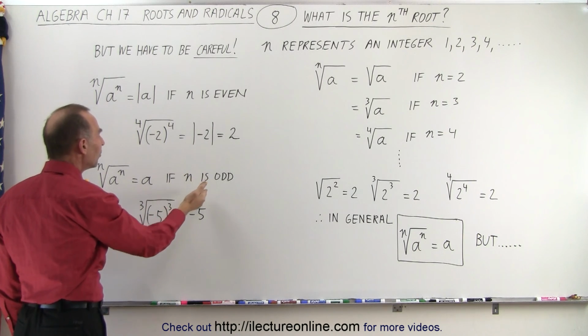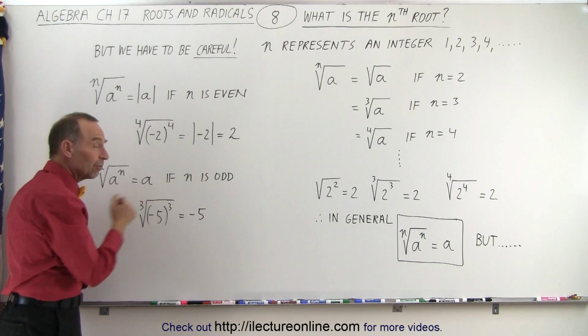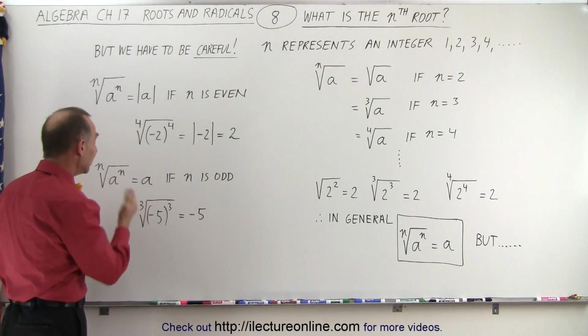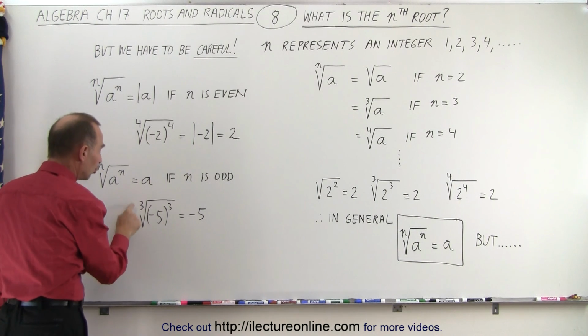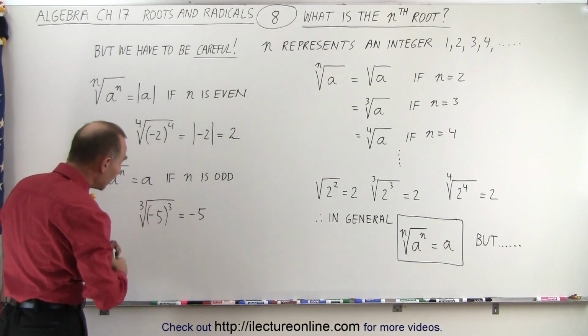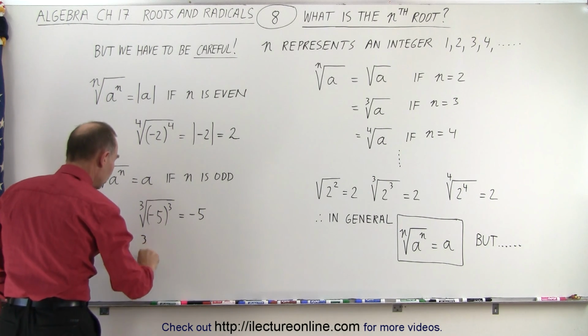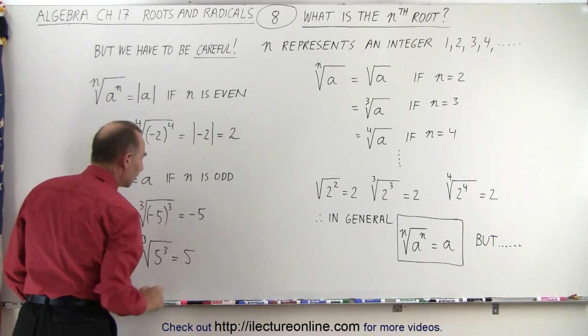If n is odd, then we just simply take the number. If a is positive, then we get a positive result. If a is negative, we get a negative result when n is odd. For example, the cube root of -5 cubed gives us -5, and the cube root of +5 to the third power gives us +5.